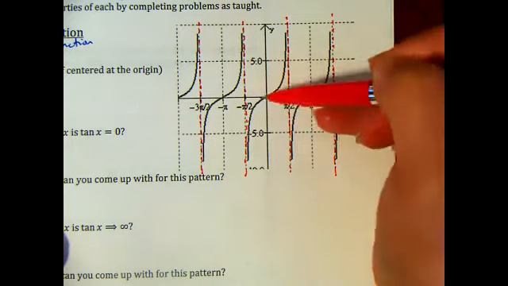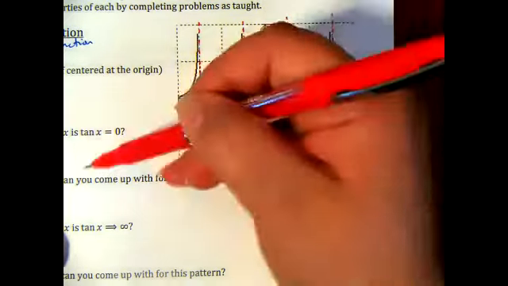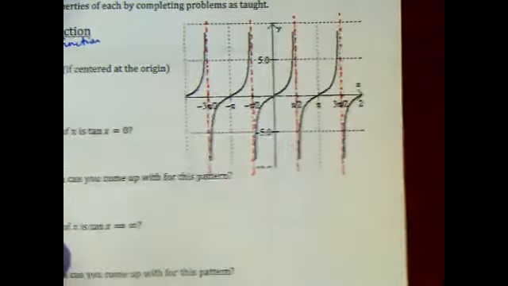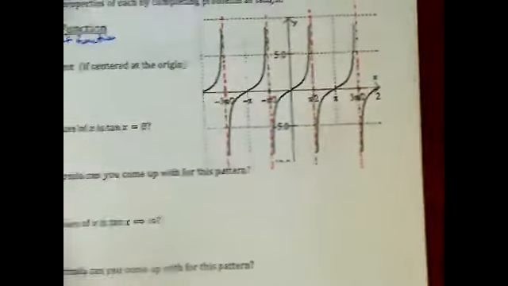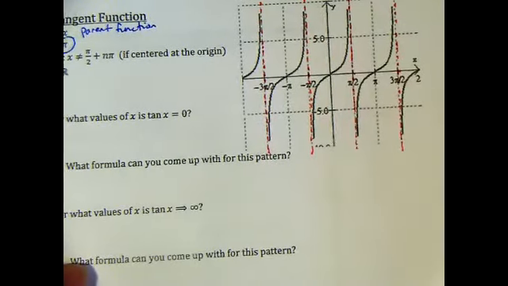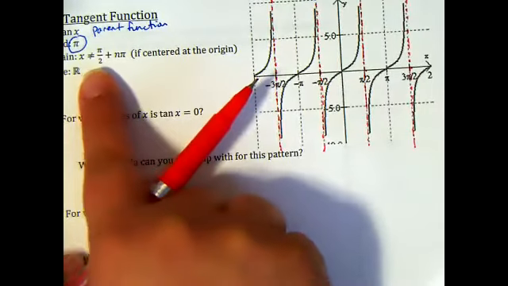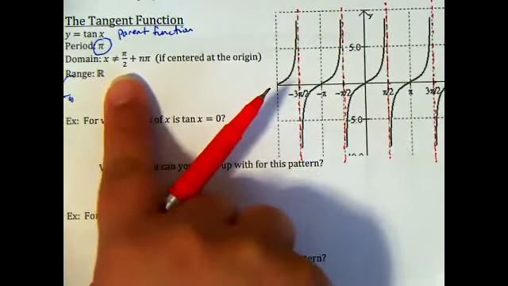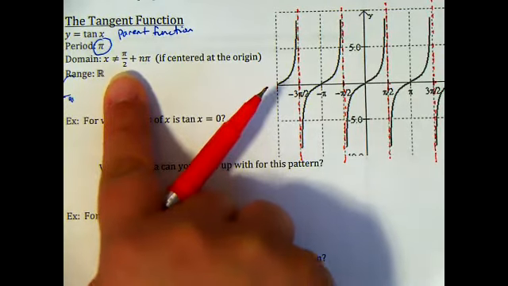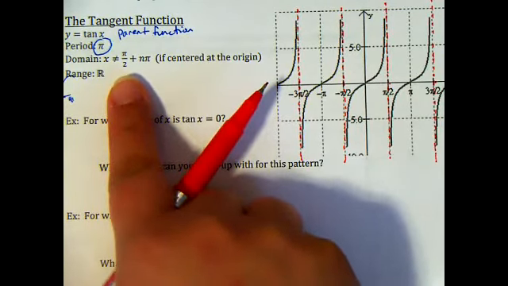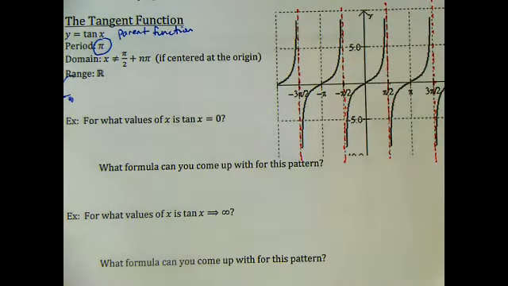If I add another pi to it, I'm at 5 pi over 2. Add another pi to it, I'm at 7 pi over 2, and so on, right? It could be the same thing if I was subtracting pi. So our domain is restricted. Our x's cannot equal pi over 2 plus however many pi's to it, or n times pi.